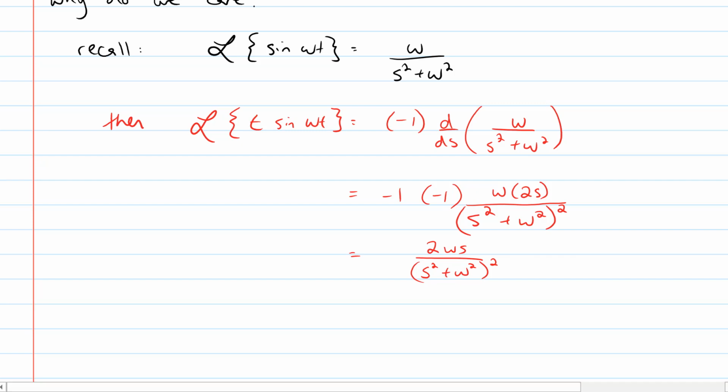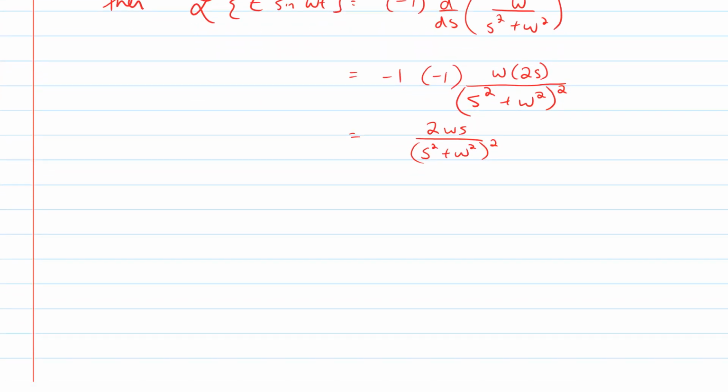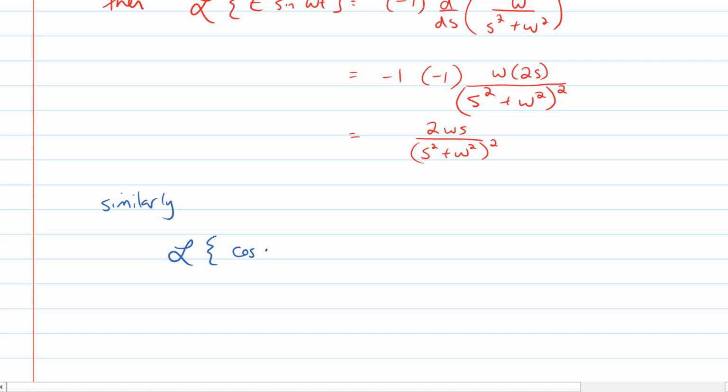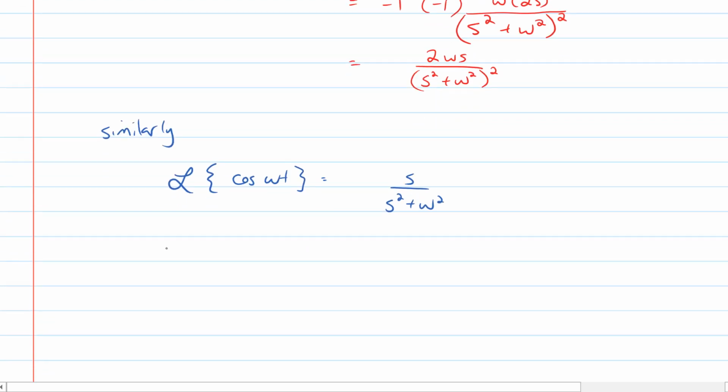Similarly, just scrolling up a little bit here, the Laplace transform of cos omega t is equal to s over s squared plus omega squared. And what that means is the Laplace transform of t times that is going to be negative 1 times the derivative with respect to s of s over s squared plus omega squared.